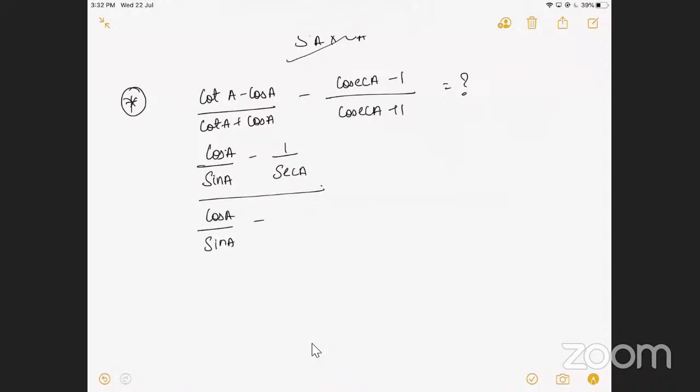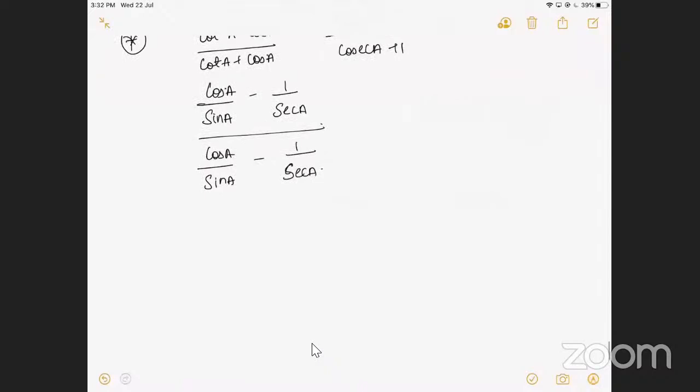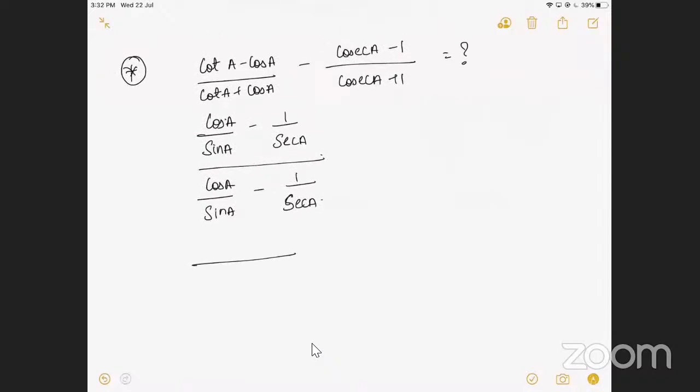Can I write like this? Yes, sir. So now if I take the LCM, sir, shouldn't it be plus in the denominator? Sir, there is an easier way for this. One second, sir. Okay.